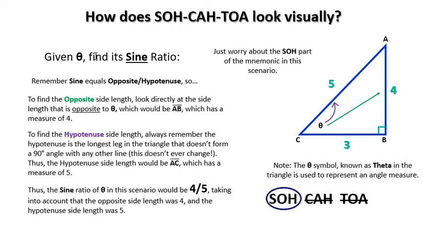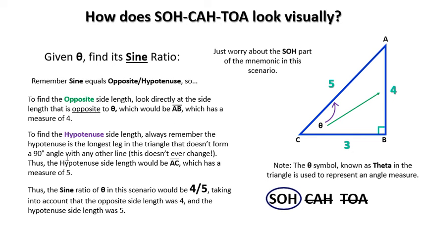So how does SOH-CAH-TOA look visually? So we'll do a few practice problems to understand this. Note one thing. The theta symbol in the triangle is always used to represent an angle measure, so it's shown here by angle ACB. So in this scenario, given theta, find its sine ratio. Remember, sine equals opposite over hypotenuse, so to find the opposite side length, look directly at the side that is opposite the theta, which would be line AB, which has a measure of 4.